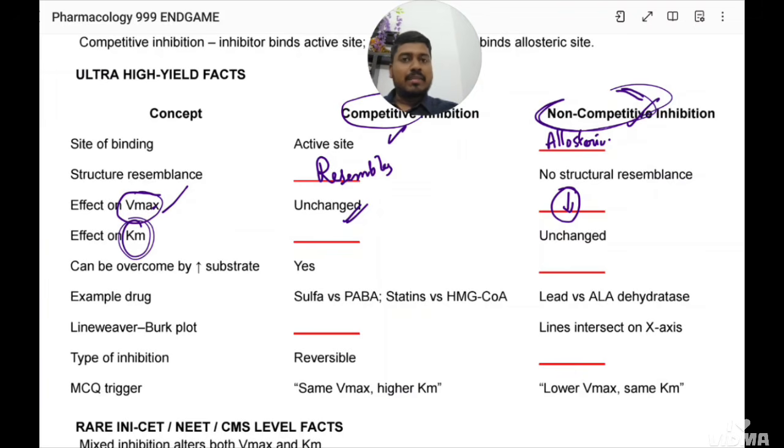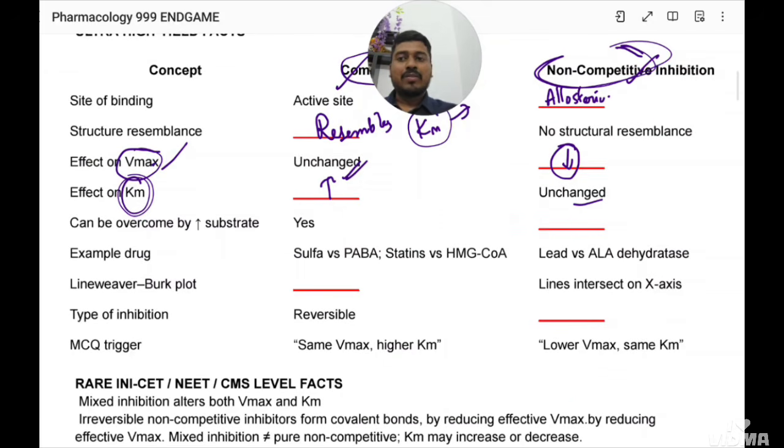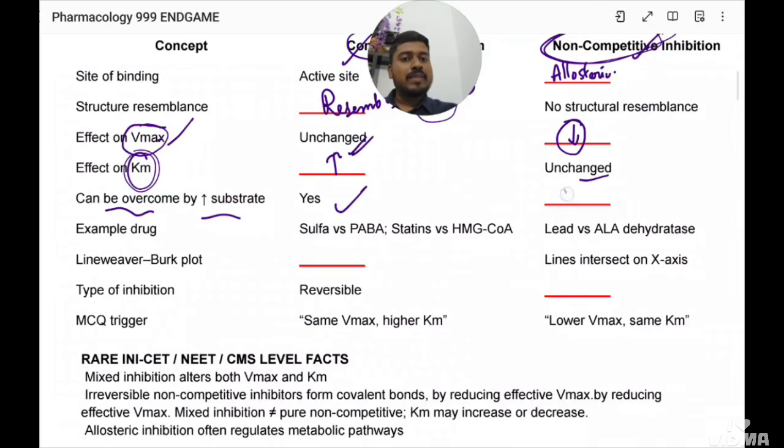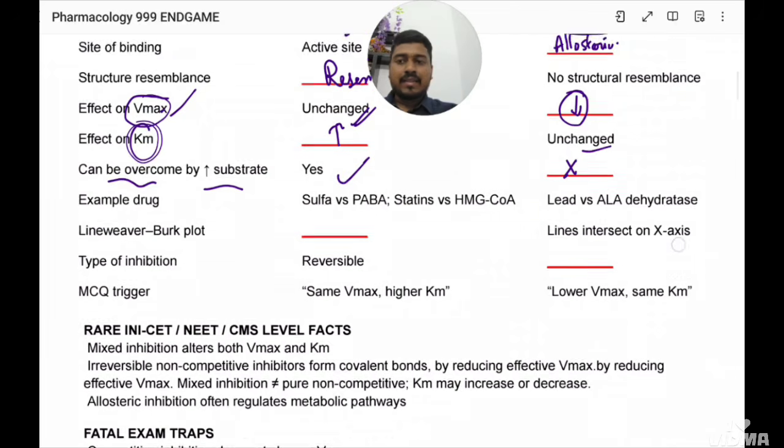What is the effect on Km? Km is like the extra efficiency of fuel. In competitive inhibition, where same-model cars are running, if you give more efficient fuel, Km increases. Whereas in non-competitive inhibition it remains unchanged. So there shouldn't be any doubt from now onwards. Can it be overcome by increased substrate? Competitive inhibition can be overcome, but non-competitive inhibition cannot be overcome by increasing the substrate.